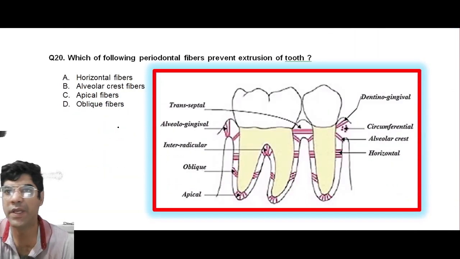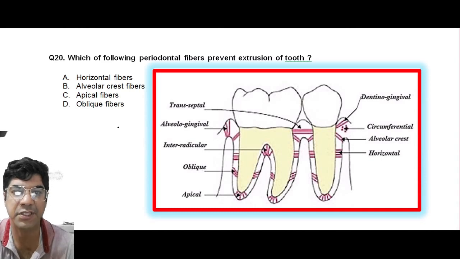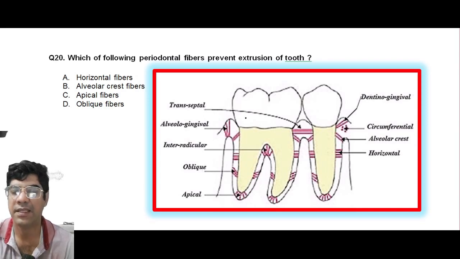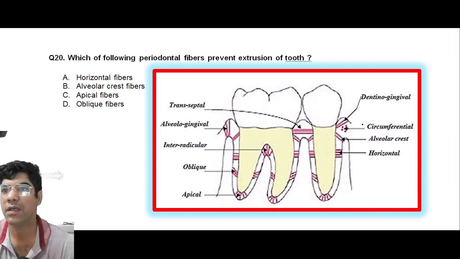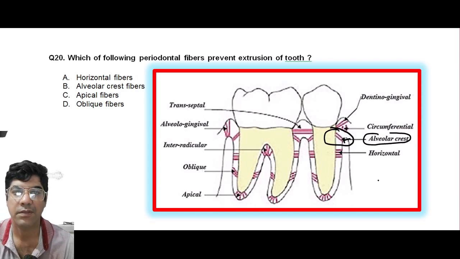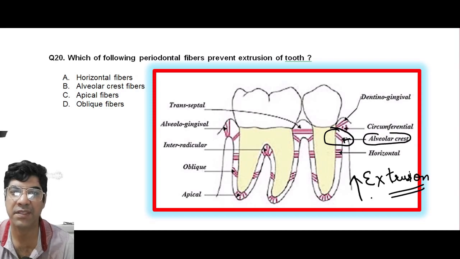Which of the following fibers prevents the extrusion of the teeth? It's the alveolar crest fibers. They are the group of periodontal fibers that run from the cervical cementum to the alveolar crest. These fibers are responsible for preventing the extrusion movement, that is the upward movement of the tooth from the socket.